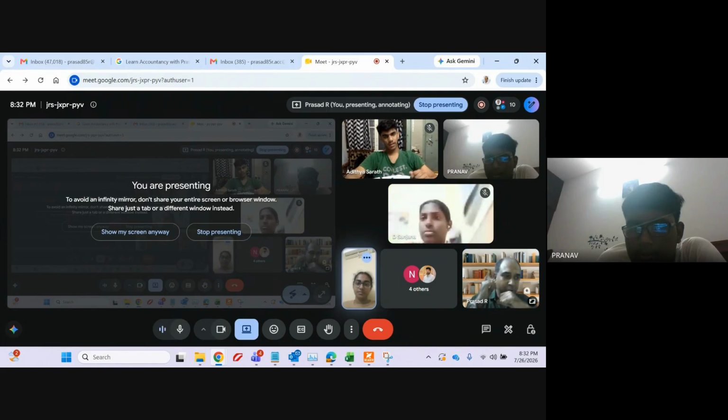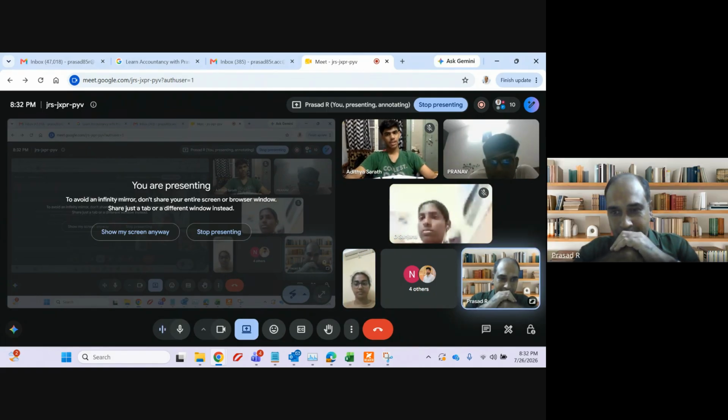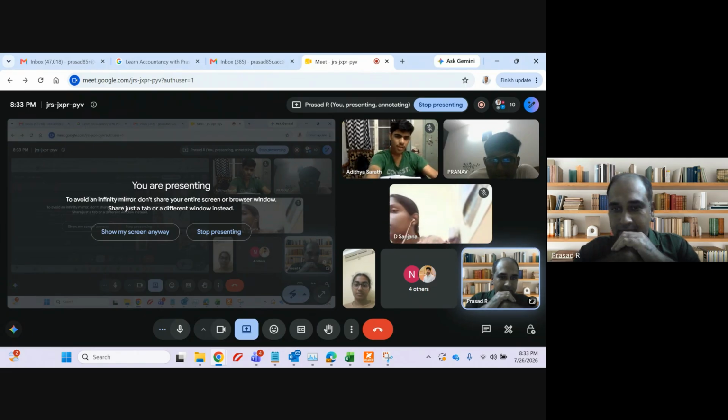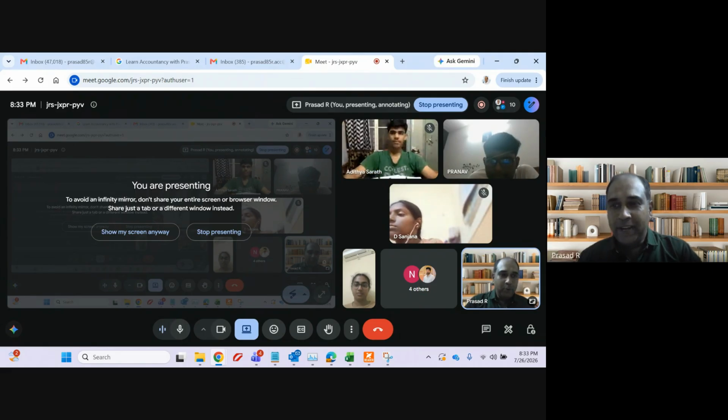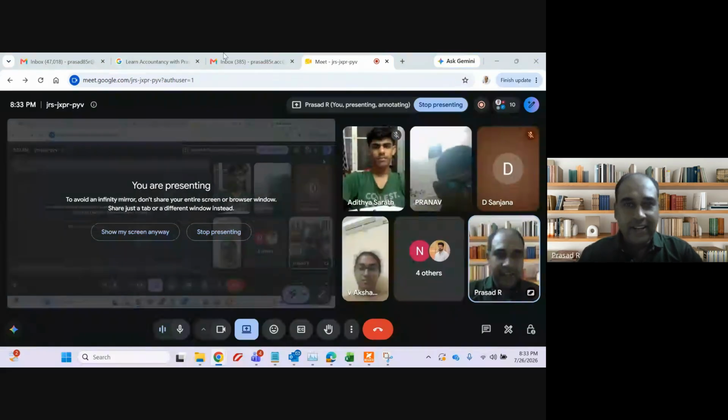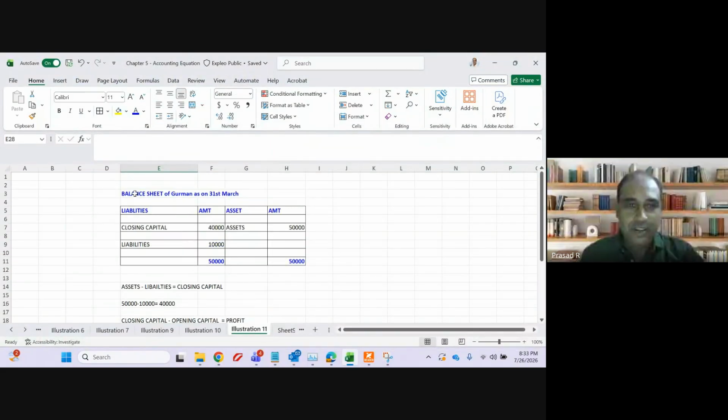Can we do another interesting one now? Yes, sir. We'll do another one, illustration 12. You will create formulas. Let us do it by my technique. Whatever technique I'm telling you, let's do it with that. We'll create a small balance sheet again, guys.